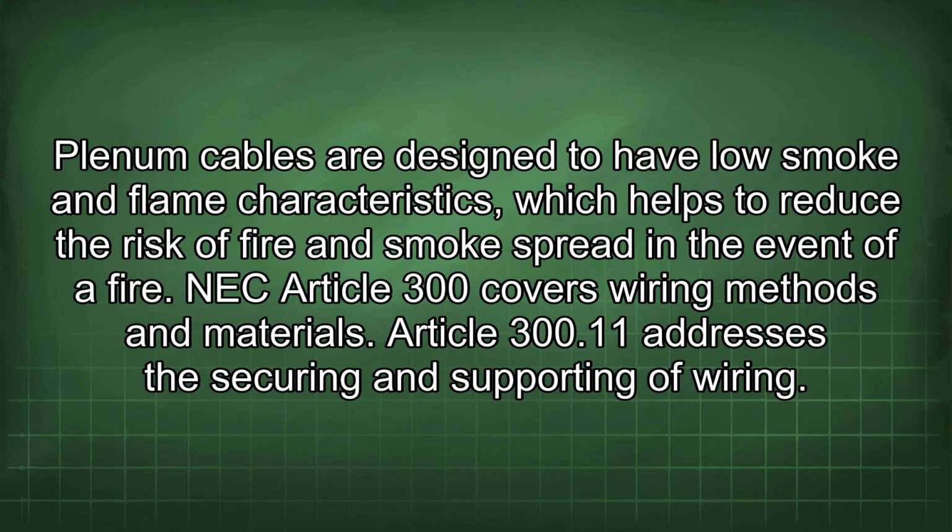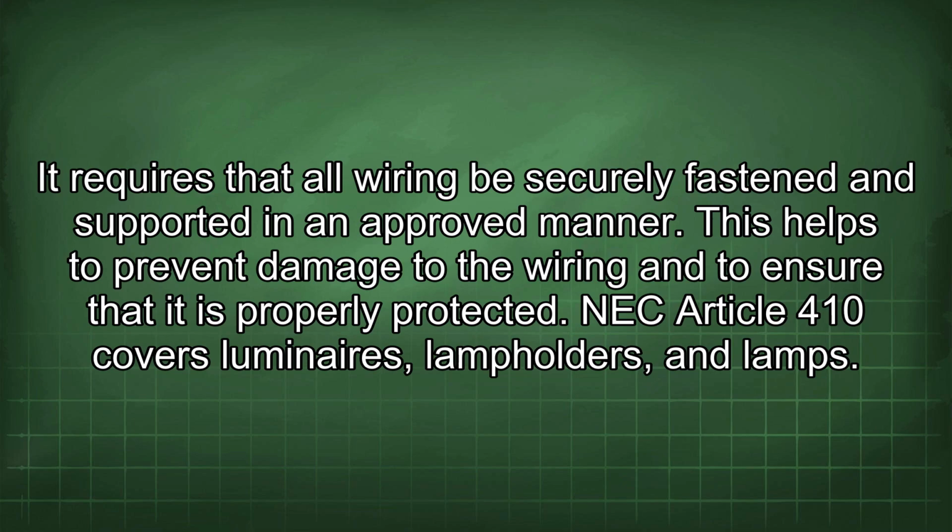NEC Article 300 covers wiring methods and materials. Article 300.11 addresses the securing and supporting of wiring. It requires that all wiring be securely fastened and supported in an approved manner. This helps to prevent damage to the wiring and to ensure that it is properly protected.